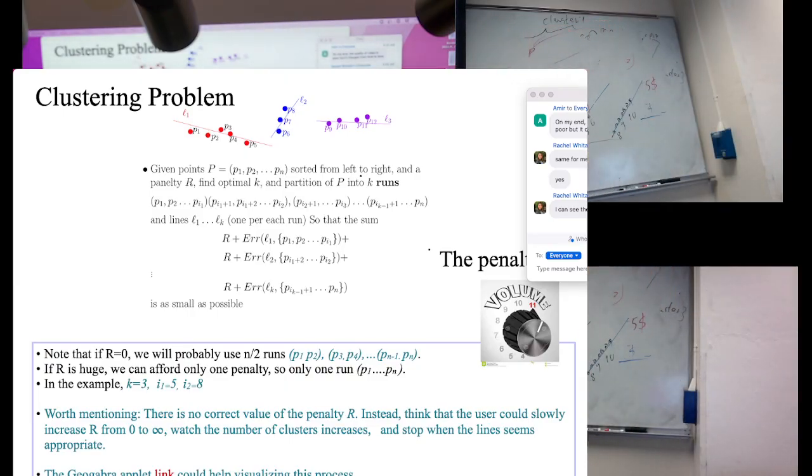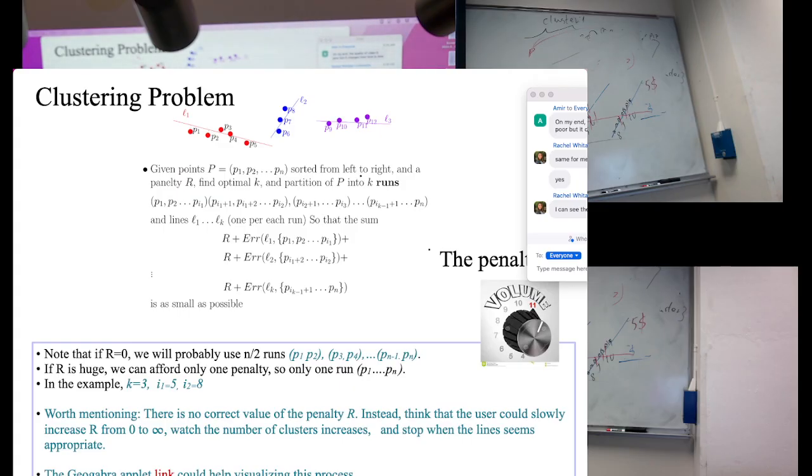Because I paid for 3 clusters. I paid 3 times R, plus all the error here, all the error here, all the error here. And in this example, it's probably better than any other clustering that I'll do. If I just break it into two clusters, two runs, no matter where I break it, let's say I'll break it into three and everything else over here, then now I need to find one line that will fit all these points. It will go maybe here, and then I need to pay tons of penalty. So I paid only 2 times R because there are only 2 clusters, but the sum of errors in this expression suddenly is much larger.